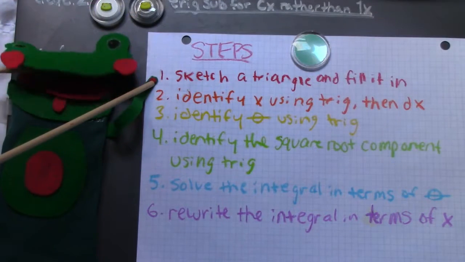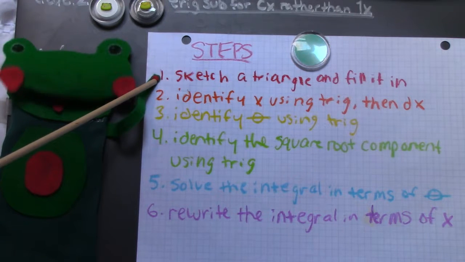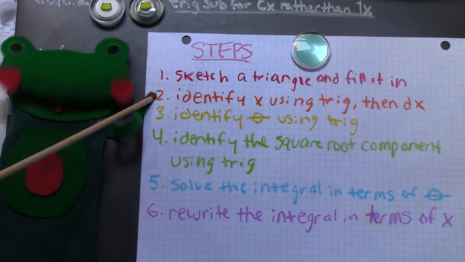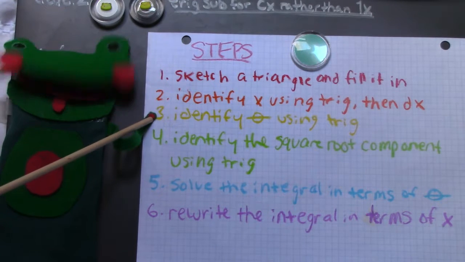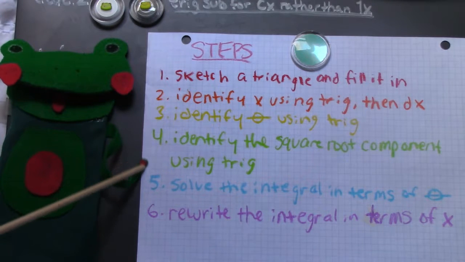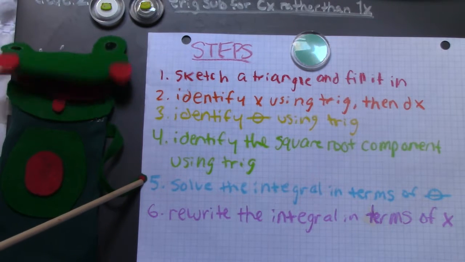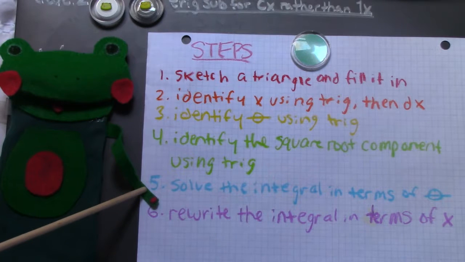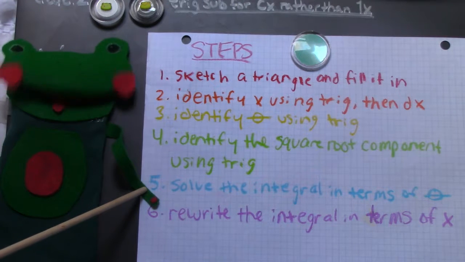First off, let's brief these steps. Step 1. Sketch a triangle and fill it in. Step 2. Identify x using trig and then use that to find dx. 3. Identify theta using trig. 4. Identify the square root component using trig. 5. Plug in the discovered information and solve the indefinite integral in terms of theta. And, 6. Plug in theta to solve for the indefinite integral in terms of x.